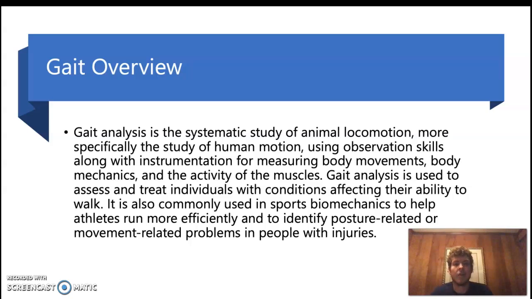gait analysis can also be used in sports situations where the biomechanics of how a person runs or walks or moves, they can make that more efficient, and it also allows to identify posture-related movement problems in people with injuries that may limit their ankle dorsiflexion or the plantar flexion in their feet that isn't allowing for them to be as optimal as humanly possible.